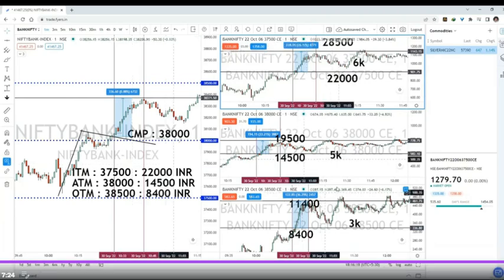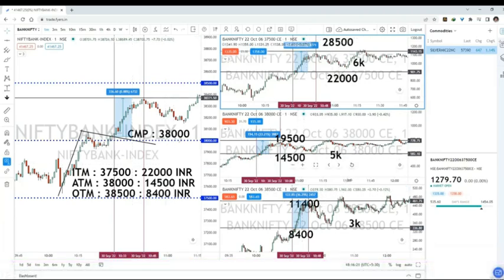So this is all about in the money, at the money, and out of the money, ATM, ITM, and OTM options. These are three categories of options. Okay. I hope you are clear with this.